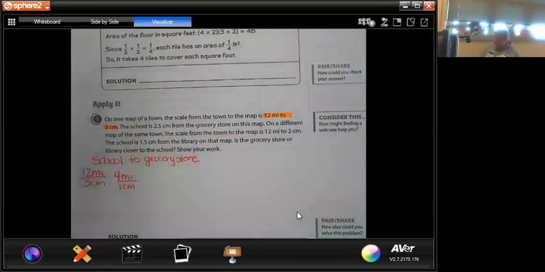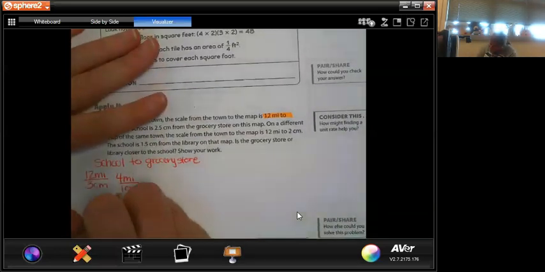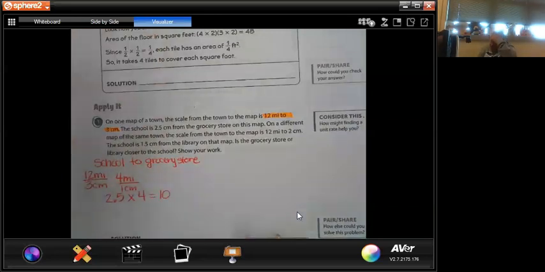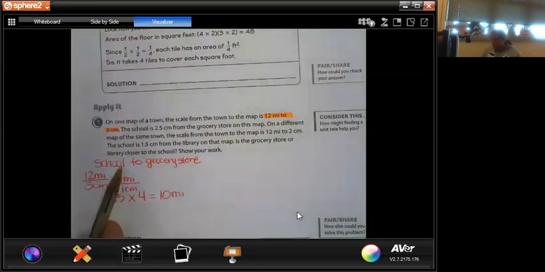The other way that we've learned is you just take this measurement right here, 2.5, and you multiply it by the scale factor. And that comes out to be 10 miles. So from the school to the grocery store, it's 10 miles.